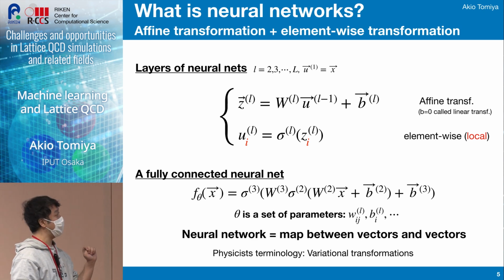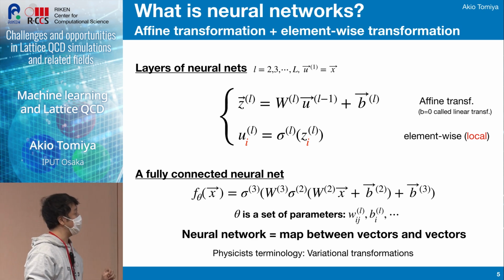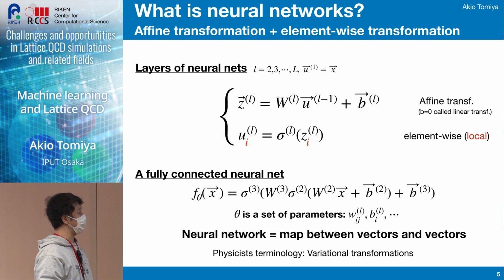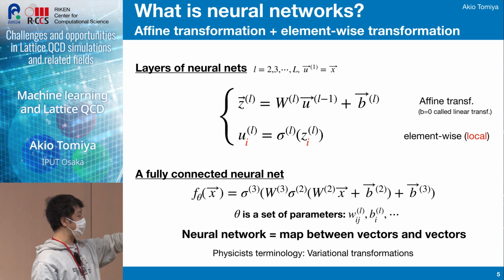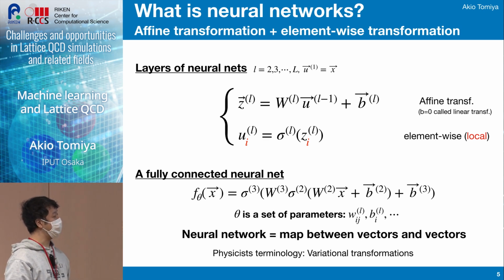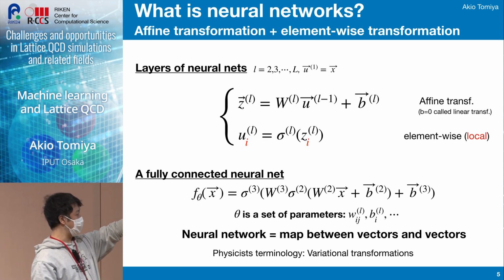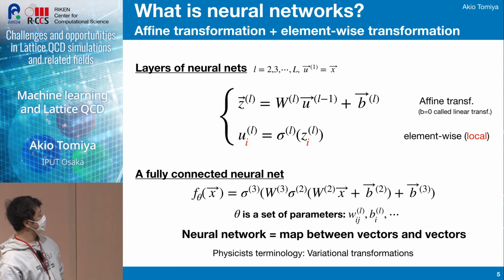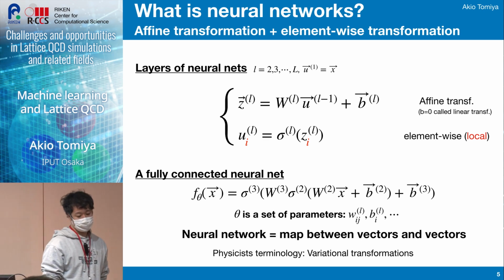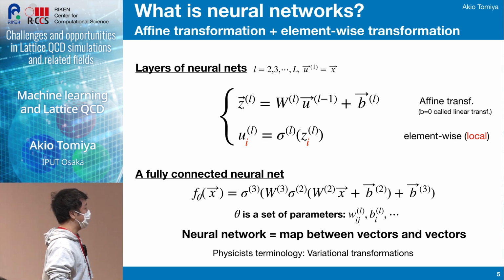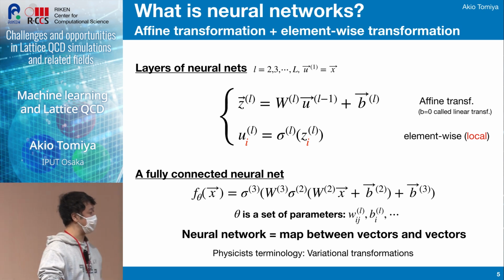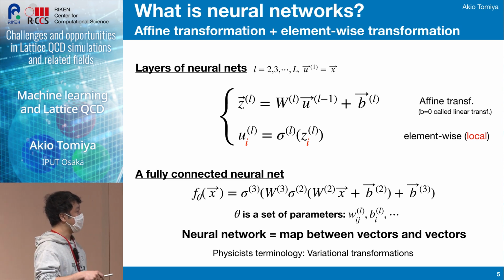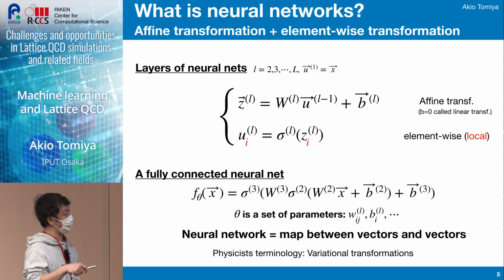Then we can combine them again and again, and we get a fully connected neural network. The input is a vector x, multiplied by the weight matrix w, and we proceed with that procedure again and again, and you will get another vector. That is the output. The neural network makes a map between the two vectors. And in physicist terminology, this is just a variational transformation, a transformation parameterized by a bunch of parameters.